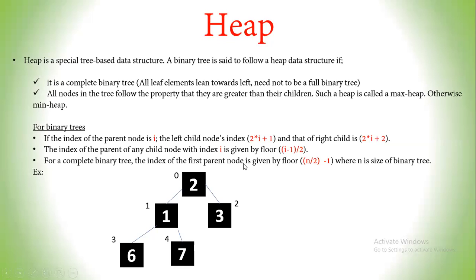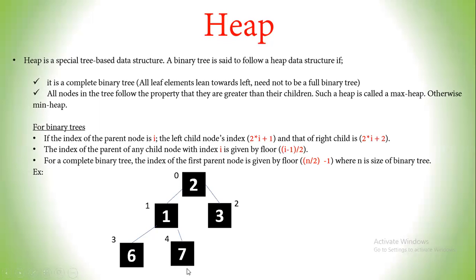And the third point, for a complete binary tree, the index of the first parent is given by n/2 minus 1. So what is n here? n is 1, 2, 3, 4, 5. 5 divided by 2 is 2.5. 2.5 minus 1 is 1.5. The floor of 1.5 is 1. So according to this, the first parent index is 1.